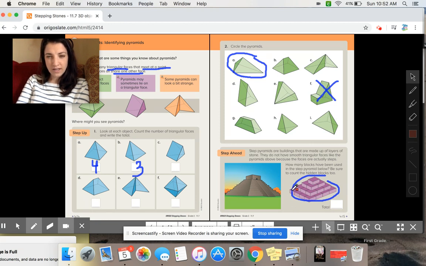So, when you're looking, how many do you see here to here to maybe find out how many are on this bottom base layer? And then how many would be here, here, and here to get the total number of steps in all. Okay? Give this your best try. If you need help, send me a message and I will do my best to help guide you as we figure out how to identify pyramids.